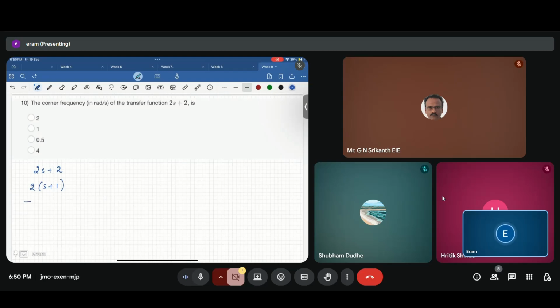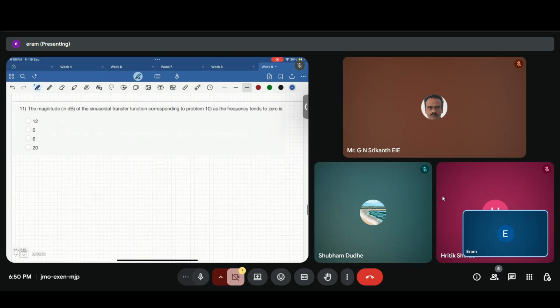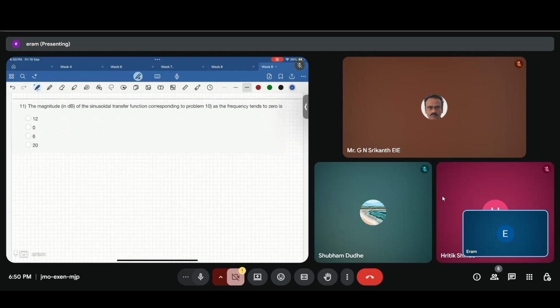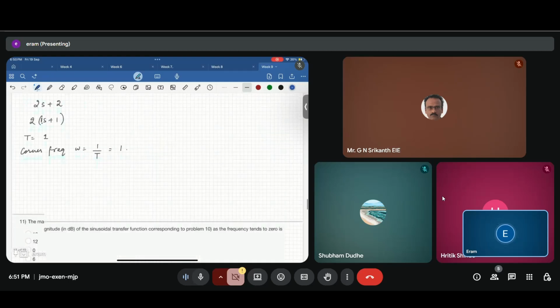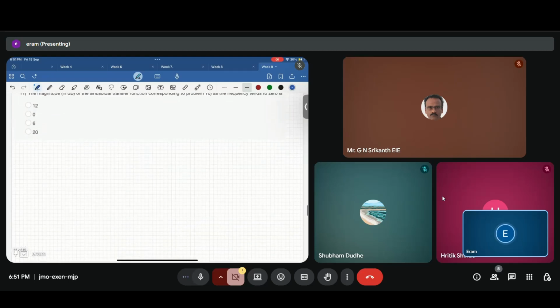So what is T here? It is nothing but equal to 1, because 1 is multiplied with s, right? Then what will be the corner frequency? It will be at omega equals 1 by T, which is nothing but 1. So for this problem, P is 2 into s plus 2.